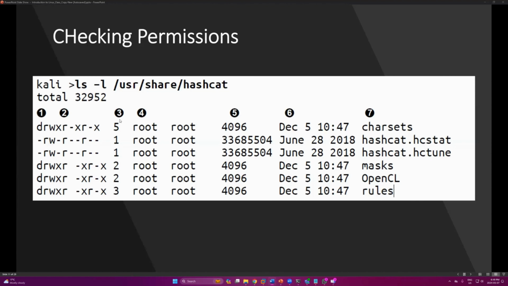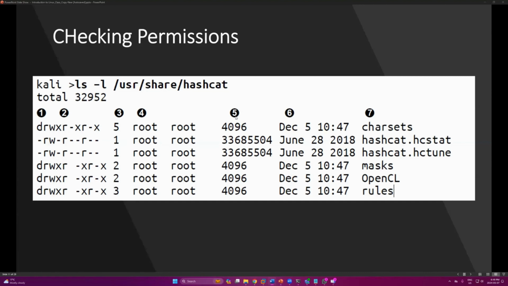Number 3, we don't really care about it. We're not going to talk about it. It's basically hard links. We won't get into it too much. But if you look at number 4, this basically tells you who is the owner, right? Number 4 is the owner, the user, and the one beside it is the group. In this case, the user is root and the group is also root.